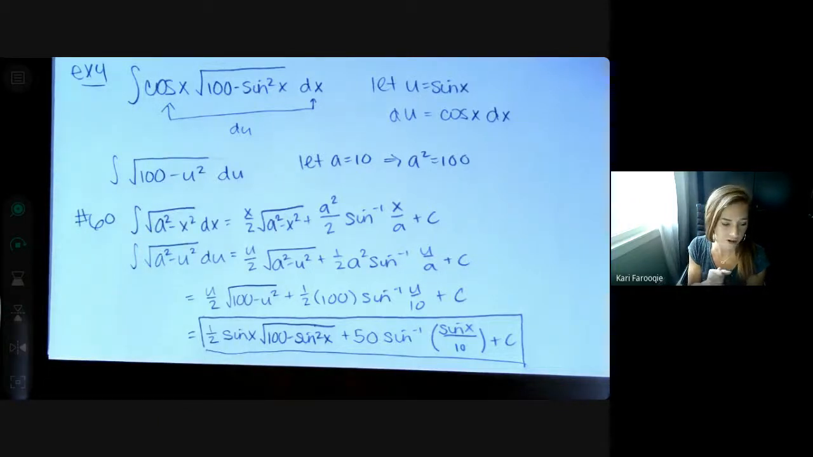When I specify on your test to use the table of integrals, that's what you're going to do. You're going to use the table that I've supplied for you in D2L, which is the same exact table that's in the back of your e-text. And of course, you're going to email me with questions.